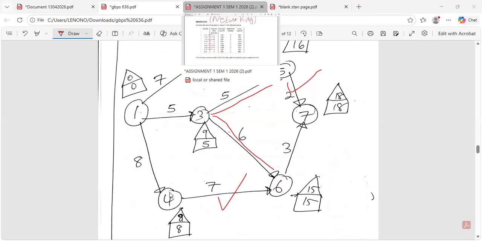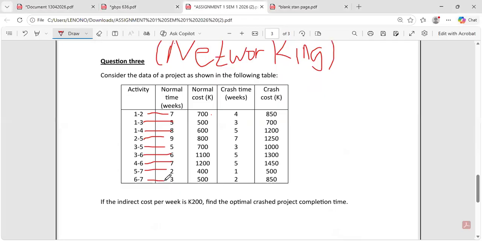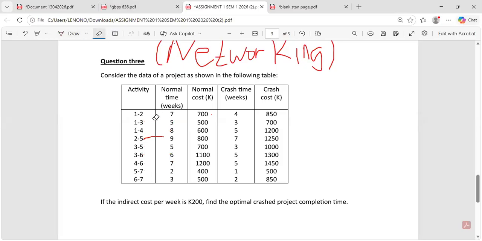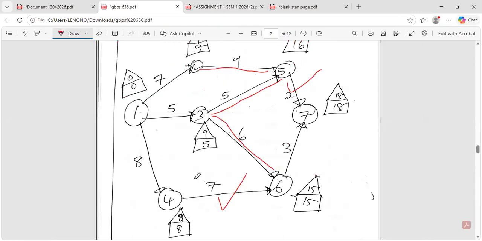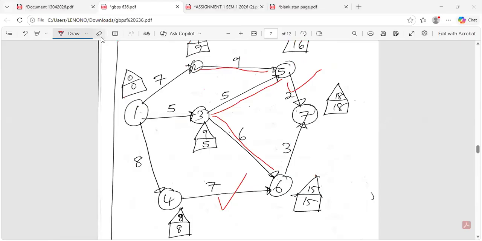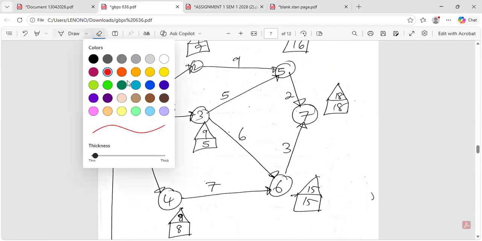So 6 to 7. These are the durations. All right, so we allocate there. That's the first thing to do. We put the durations there. So that is a network diagram, which is this one here. Okay.